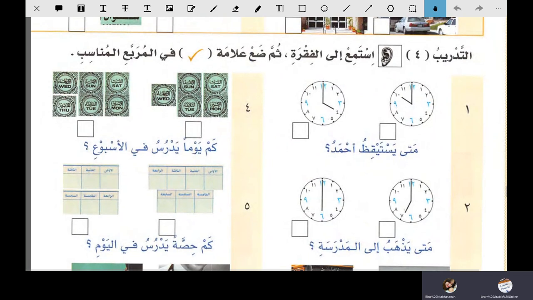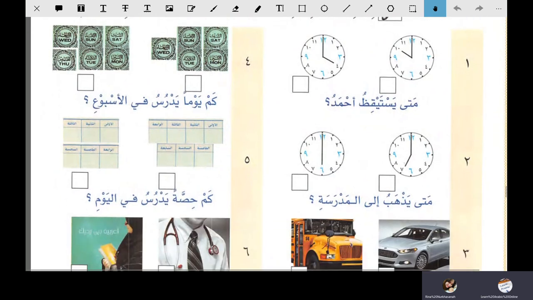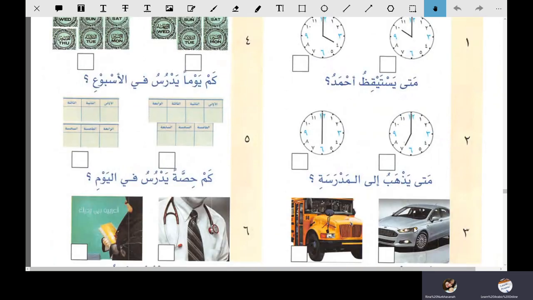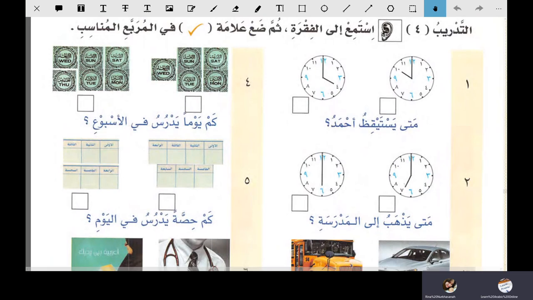At-tadribur rabi', istami'il fikra. Listen to the paragraph, then put the tick mark in the appropriate box. Now I will read a paragraph. You will listen to it, then answer all these questions. Yastayqizu Ahmadu mubakkiran fis sabah. Yusalli al-fajra wa yadhhabu ilal madrasa as-sa'atas sabi'ata sabahan. Huwa yadhhabu bil hafila. Yadrusu Ahmadu sitta ayyamin fil usbu'i. Yadrusu sab'a hisasin fil yawmi.